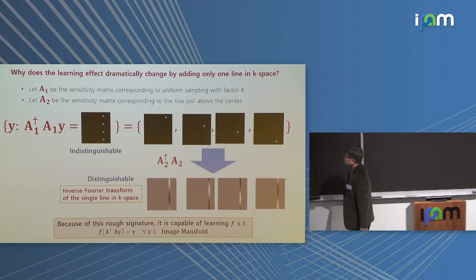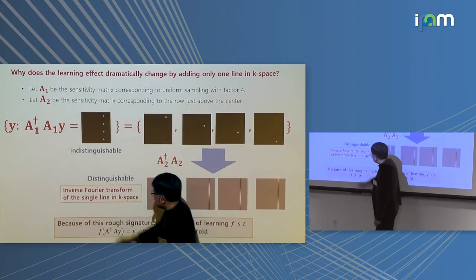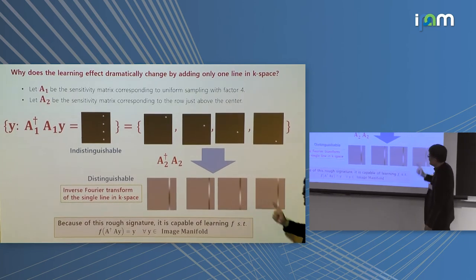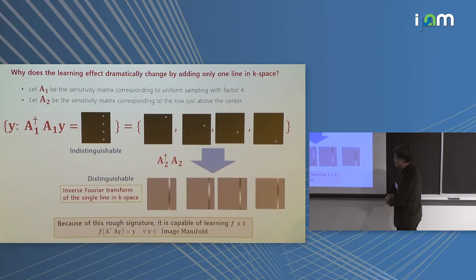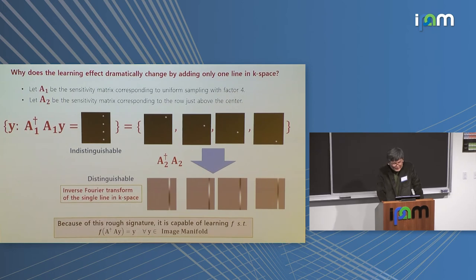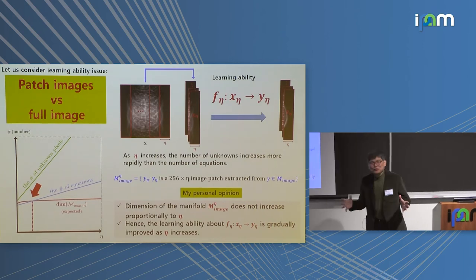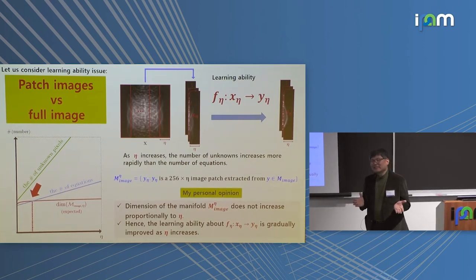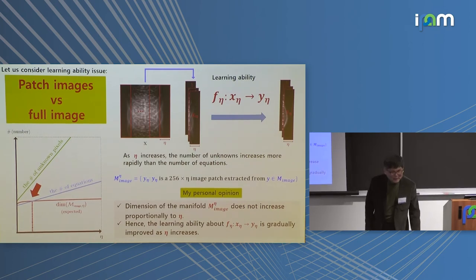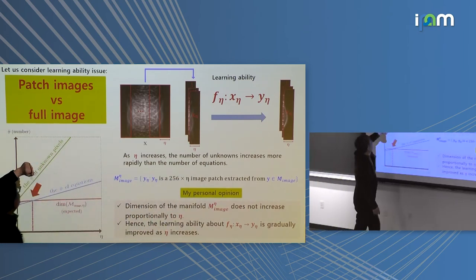The key idea is that these four images provide exactly the same thing. But if you add the one line, then there is a difference. Because of this rough signature, it is capable of learning F. So the deep learning strategy is also very important to learn something. And the other interesting thing is that people try to shrink the size of the input, but is it better? Sometimes it's no.